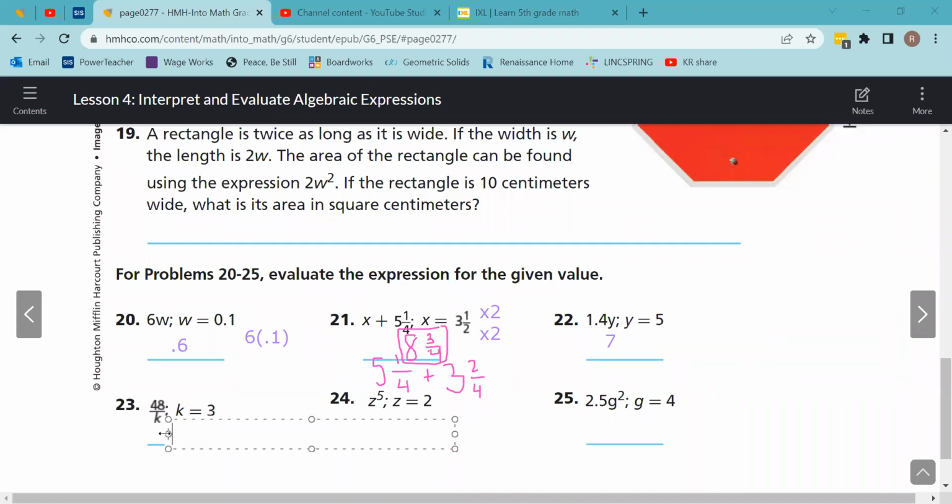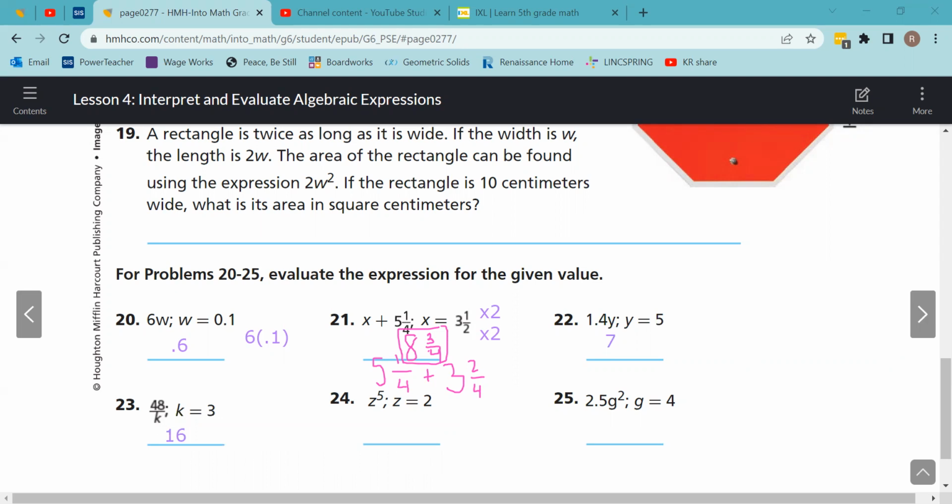23, 48 divided by k, and k equals 3. 8 plus 4 is 12. You can divide 12 by 3, so it's going to be divisible evenly. That's a trick you can do with 3s and 9s. If you can add the digits together and get a sum that's divisible by 3 or 9, it works perfectly. So you can work it out the long way if you want, or punch it in your calculator. 3 goes into 4 once. Take away 3, 1 left. 3 goes into 18 6 times. We have 16 there. Number 24, z to the 5th power, and z equals 2.